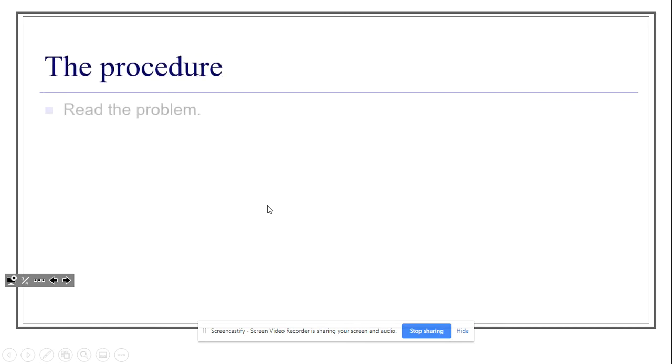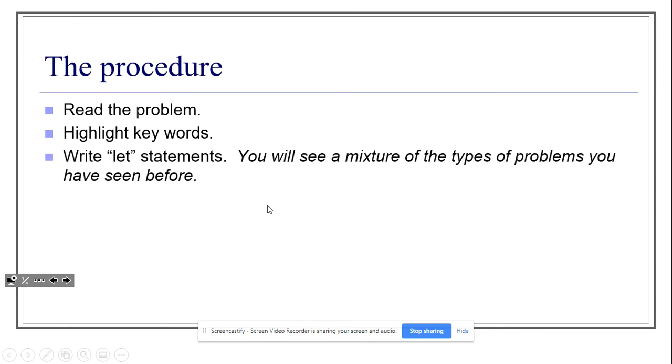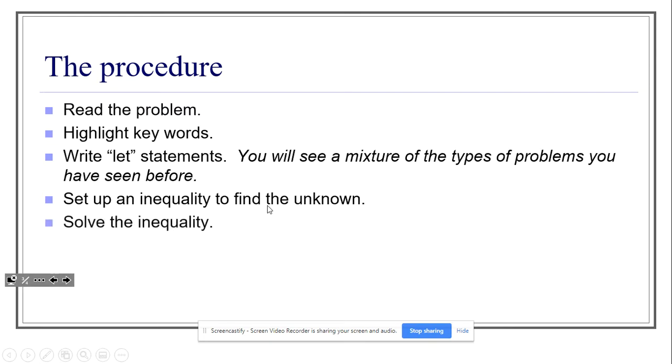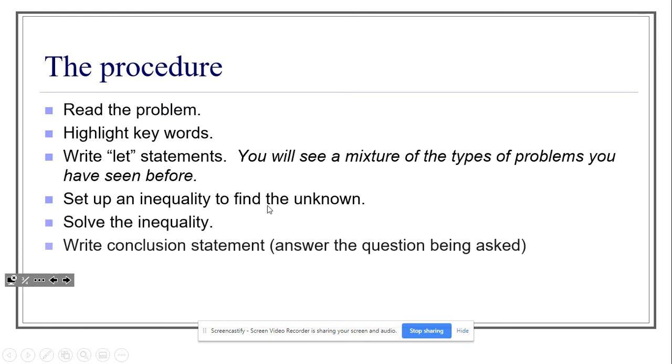Here's your procedure. So you want to read the problem and highlight your keywords. You want to write your let statements, and you'll see a mixture of the types of problems that we've seen before, basically the ones that we saw in the last unit. At this point, you want to set up an inequality to find your unknown. Solve your inequality and write your conclusion statement answering the question that was being asked of you.